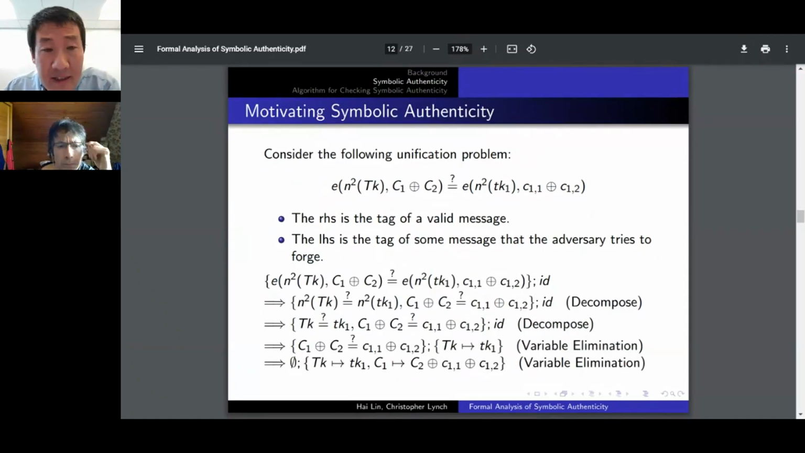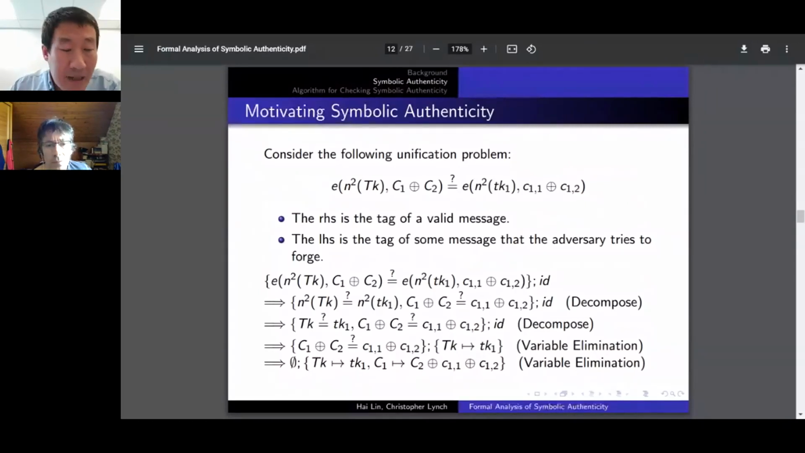So for this particular example, we can solve this unification problem very easily using the standard decompose rule and the standard variable elimination rule. And what we get is a solution, but it's not the trivial one. So we know that in this case, authenticity is violated.